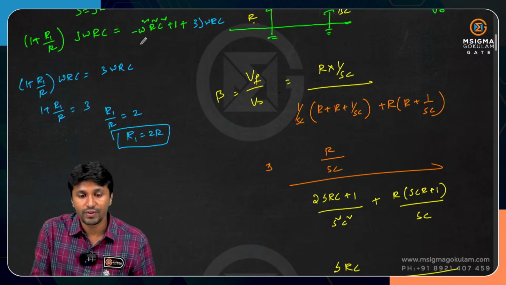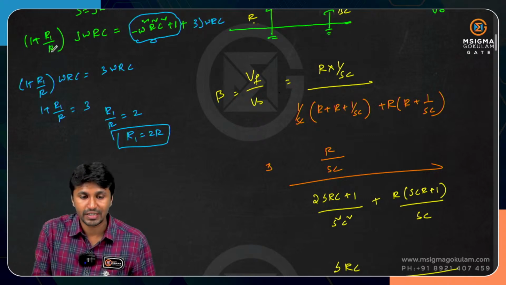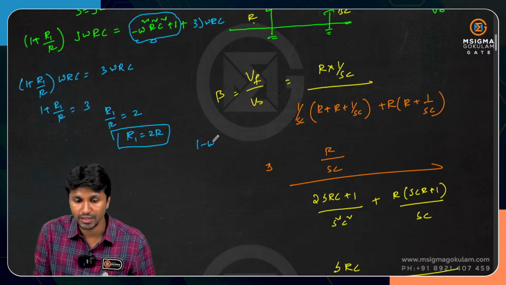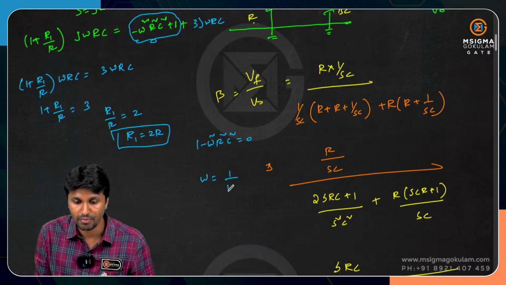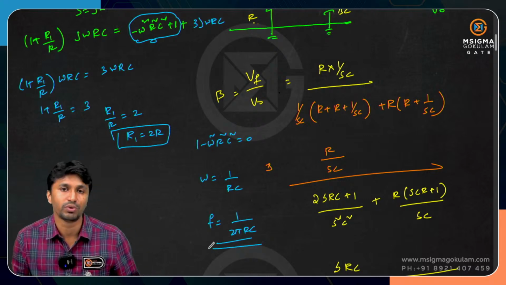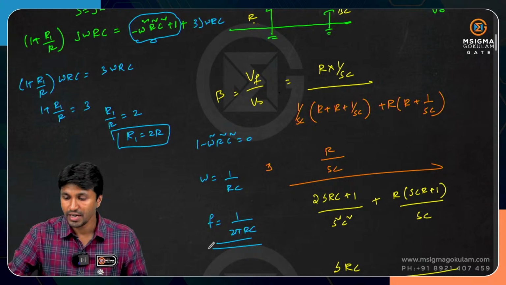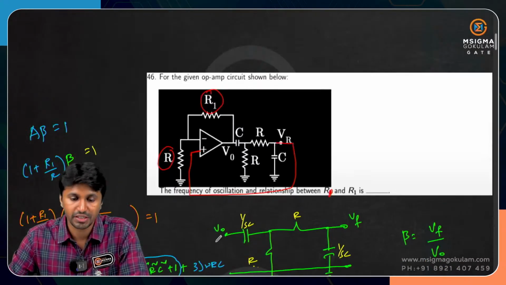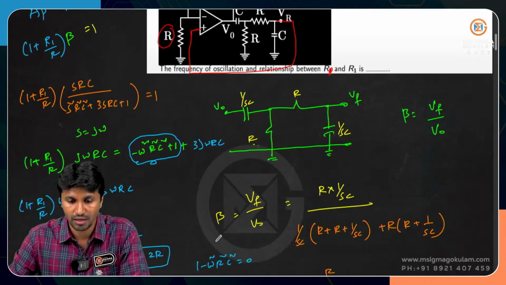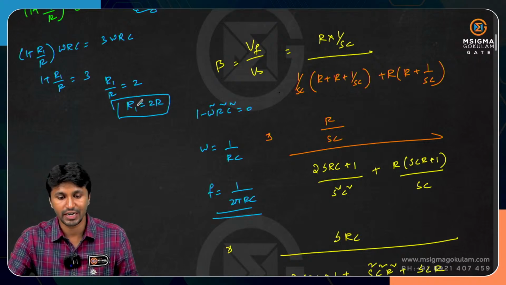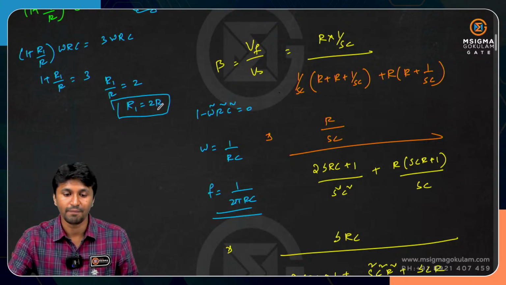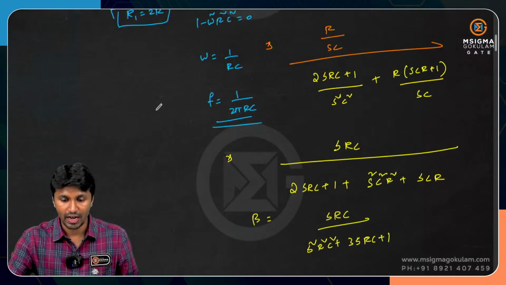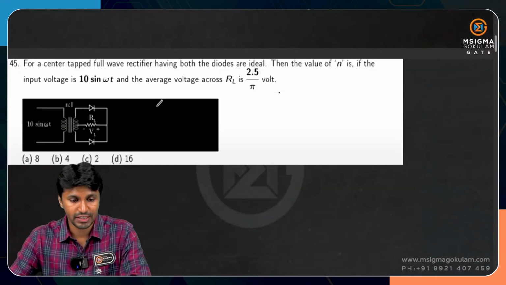Now what about the frequency of oscillation? You have to equate the real part. On the left hand side there is no real part, so therefore 1 minus omega square R square C square is equal to 0, so omega is equal to 1 by RC. In terms of F, it is 1 by 2 pi RC, right? So this is how you calculate this particular problem. This is the frequency of oscillation, and this is the relationship between R1 and R, right?